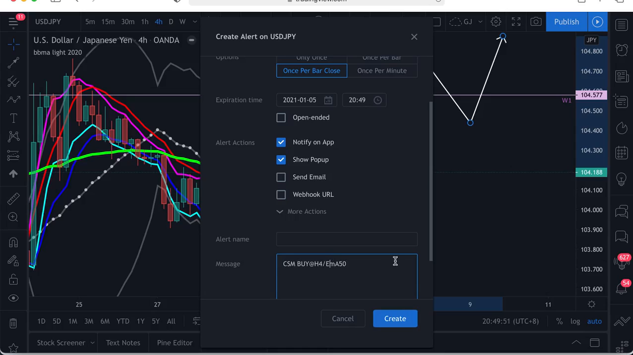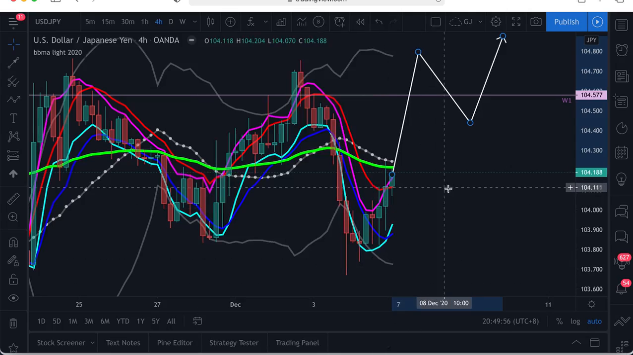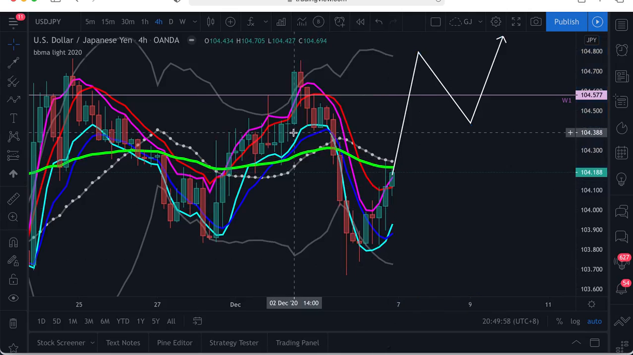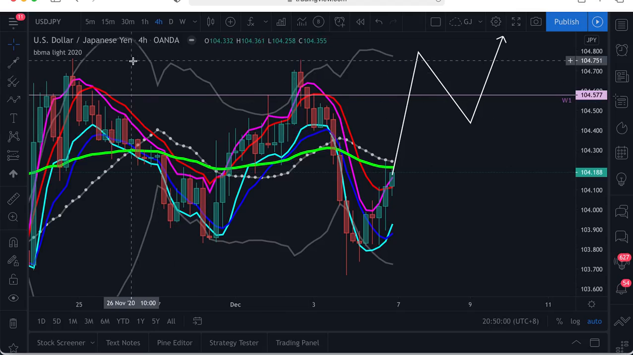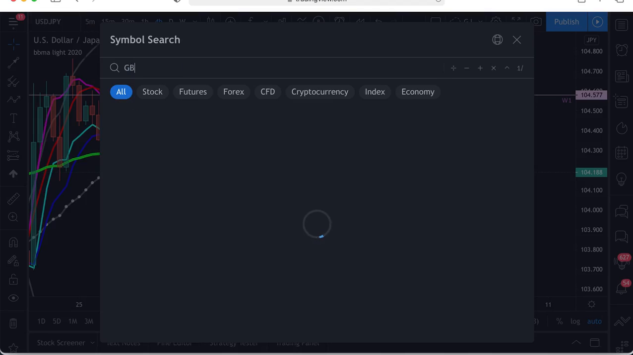Overall for November, the price action for BBMA is really tough. There is very little signal that we can get from our indicator. Okay, next pair, GBPUSD.